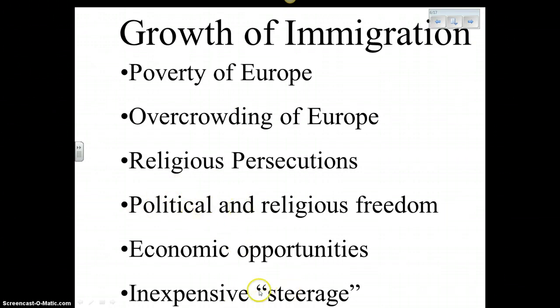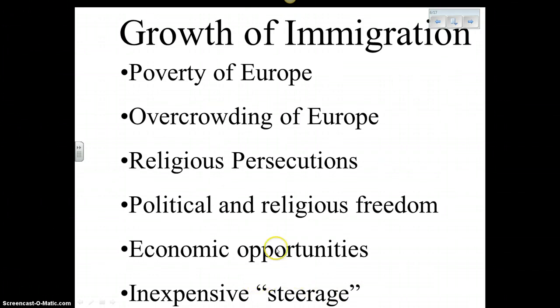Things like inexpensive steerage. Some of us, probably all of us, have seen the movie Titanic. You might think of the scenes where Leonardo DiCaprio is in the hull of the ship with the poor passengers. That type of ticket would be called steerage, and it was much more affordable than any other passage to America had been, and it allowed poorer people to make their way to America.